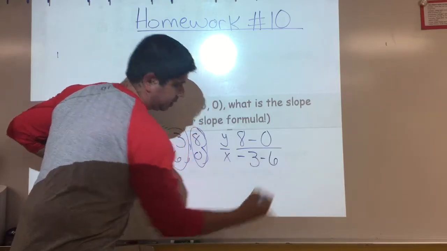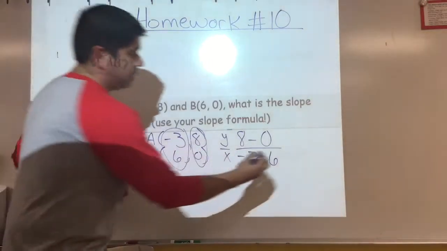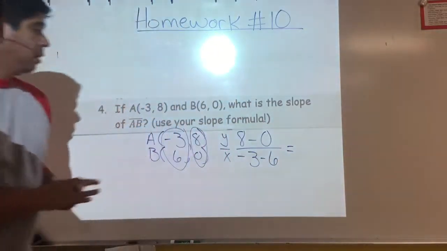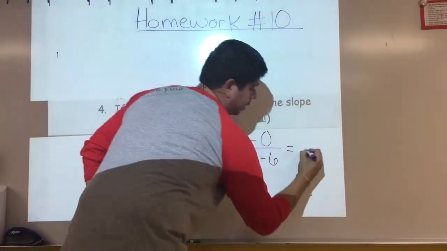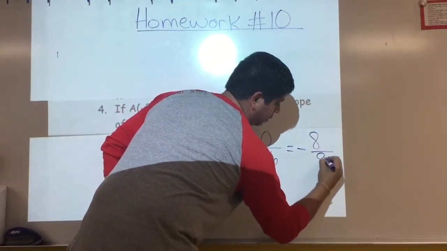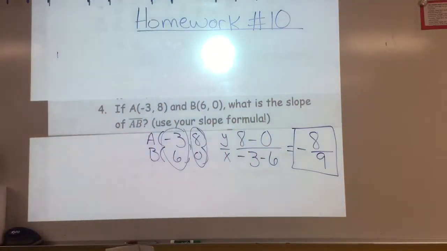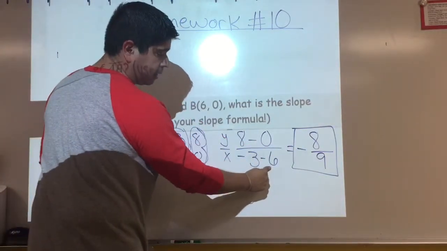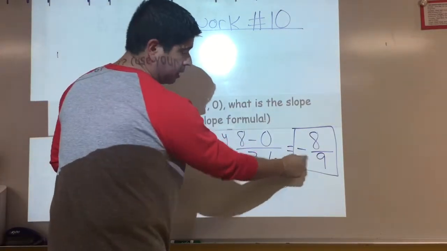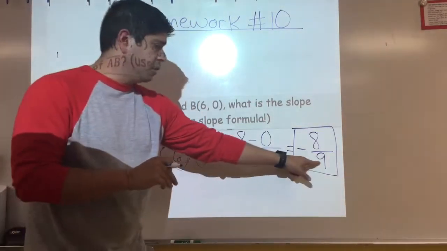-3 minus 6. All you have to do is put this in your calculator, okay? Go ahead and put it in. You're going to get -8 over 9. 8 minus 0 makes 8. -3 minus 6 would make a -9. And I just put the negative in front of the fraction there. Okay, so if you have the negative underneath here, that's fine too.